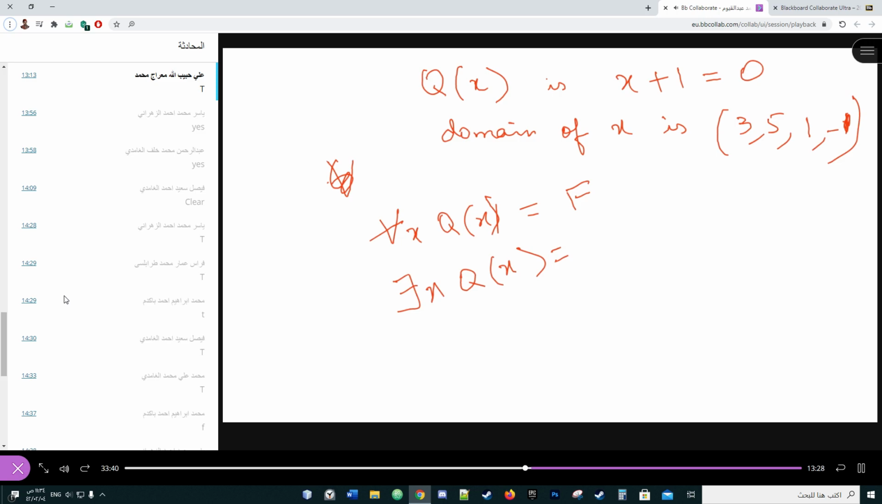Okay, so this is all true. Why? Because we need one value that satisfies x. 3 plus 1, no. 5 plus 1 is not 0. 1 plus 1 is not 0. But minus 1 plus 1 is 0. So we say this is true because there exists at least one value of x which satisfies that equation. So is that clear for all and for some?